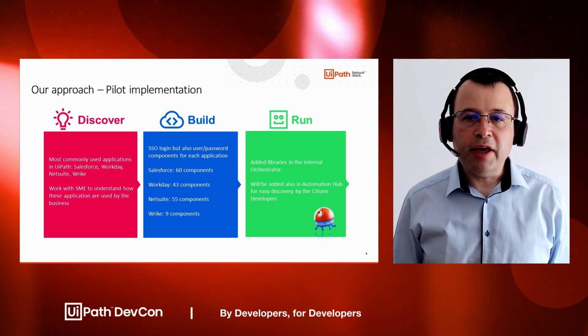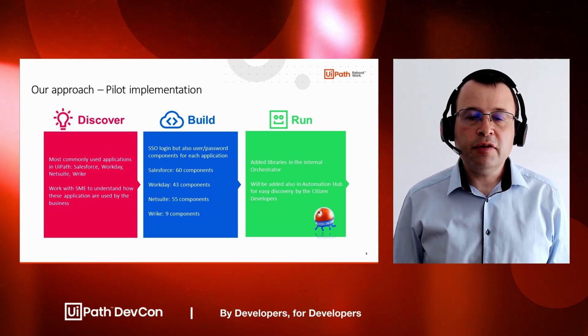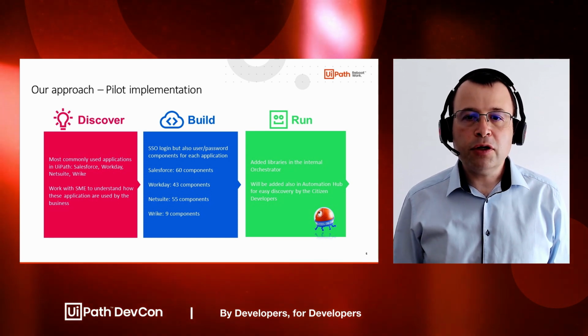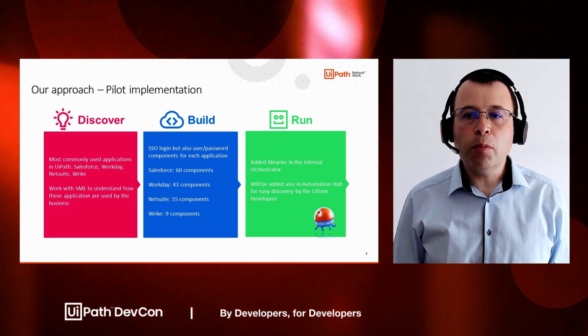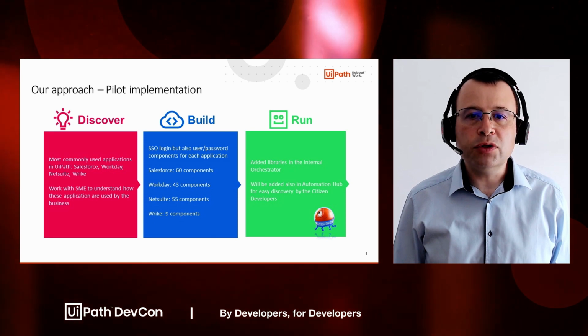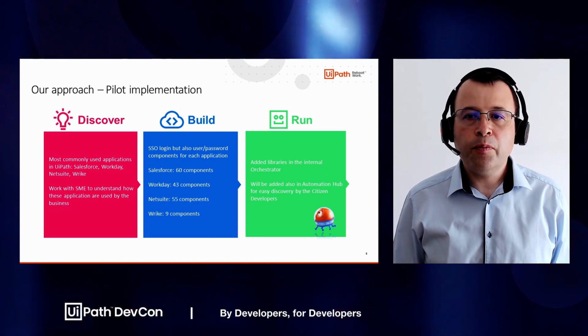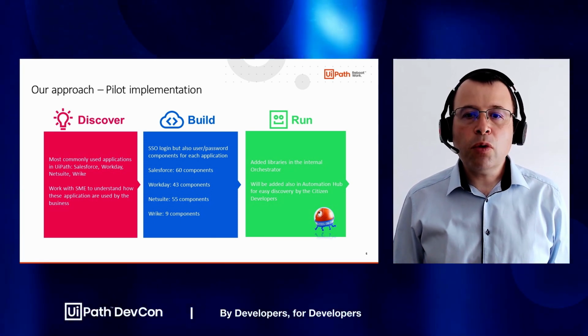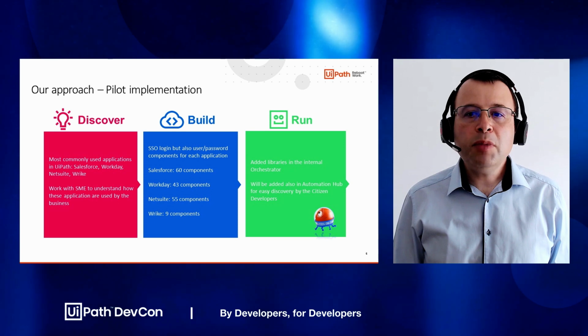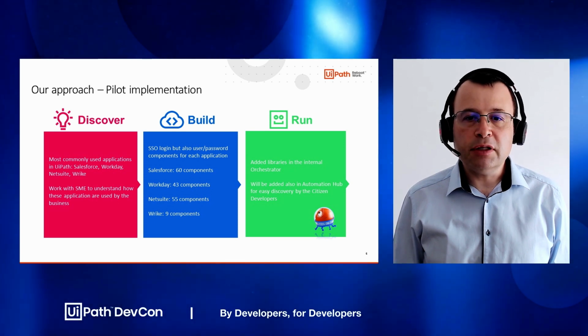During the build phase, all the selectors have been saved in object repositories. This way, we added a second layer of reusability on top of the reusable components offered to the final users, which are the citizen developers. Then, the actual workflows have been created. These workflows do not have big complexity, but they need to mimic atomic business activities.